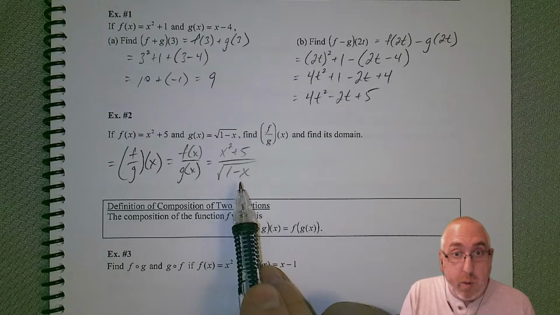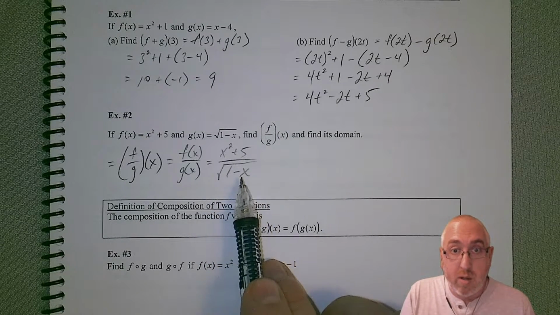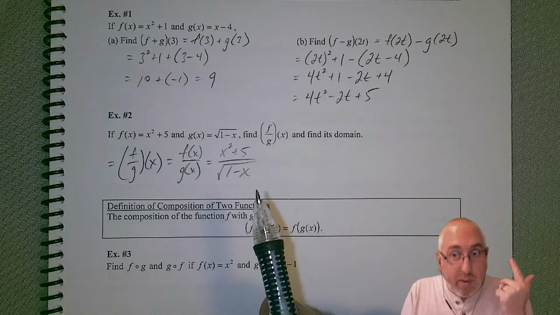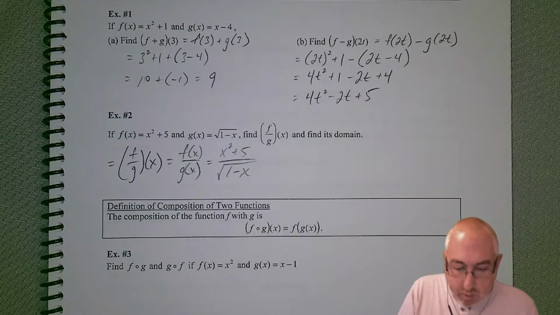The other thing we want to be careful about is that we can't have negatives under the square root. So we can't have it equal to 0 and we can't have it be negative. So let's first find out where it's equal to 0.